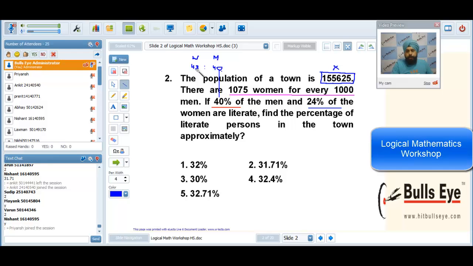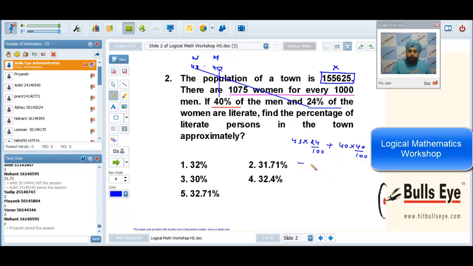You need to take 43 women who have a literacy rate of 24% and then just find their weighted average. So it will be 43 into 24% plus 40 into 40%.